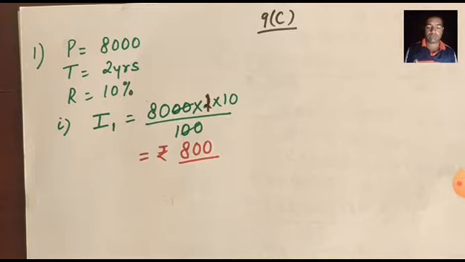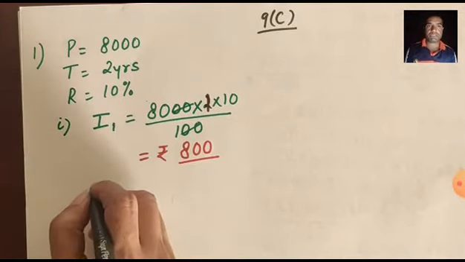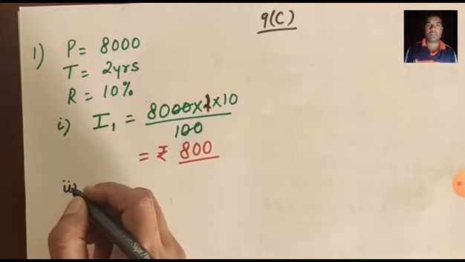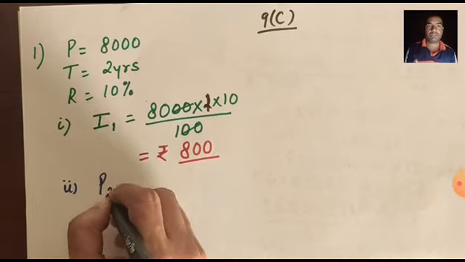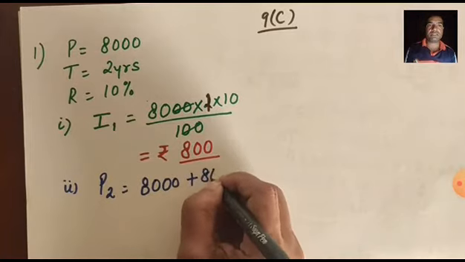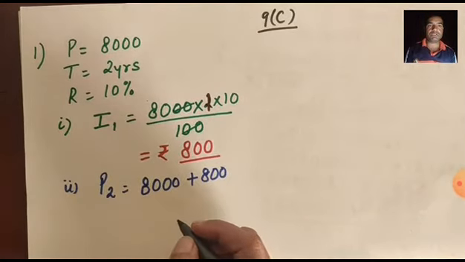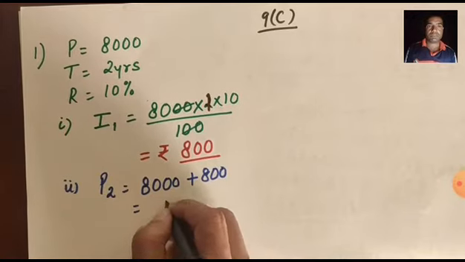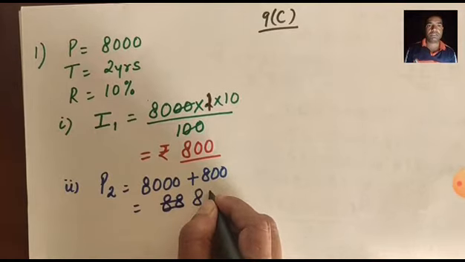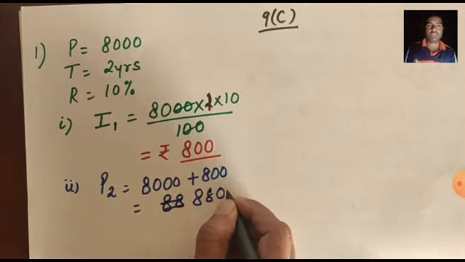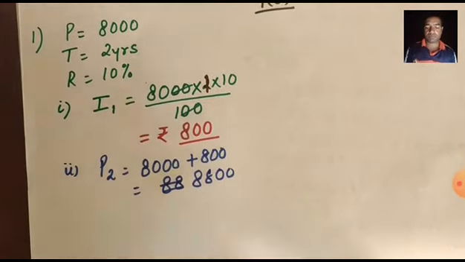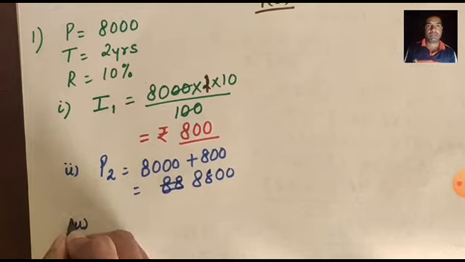Now we have to find the principal for the second year. P2: when we add this interest to the 8,000, we get P2, the principal for the second year, which will be 8,800. Got it now? This is your principal.